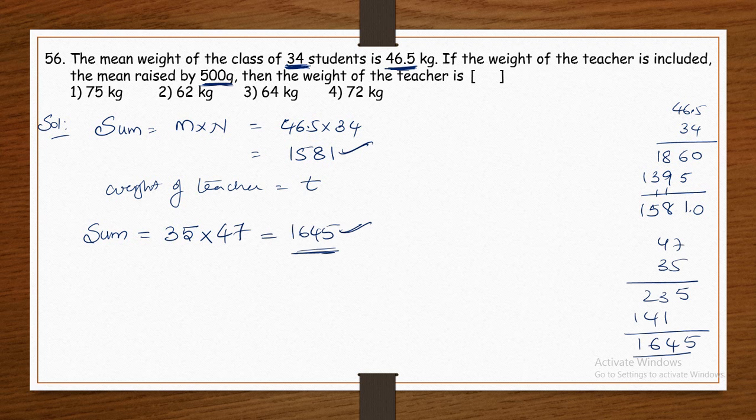So to find the weight of the teacher, t is obtained by subtracting the sum without the teacher from the sum with the teacher. So 1645 minus 1581. This gives me 5 minus 1 is 4, 14 minus 8 is 6. So it is nothing but 64 kg. So the weight of the teacher is 64 kgs.